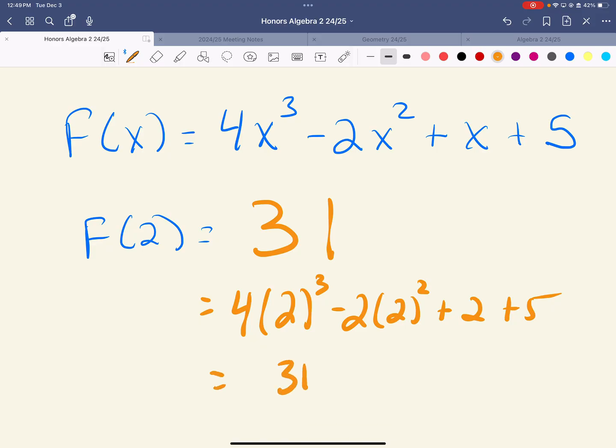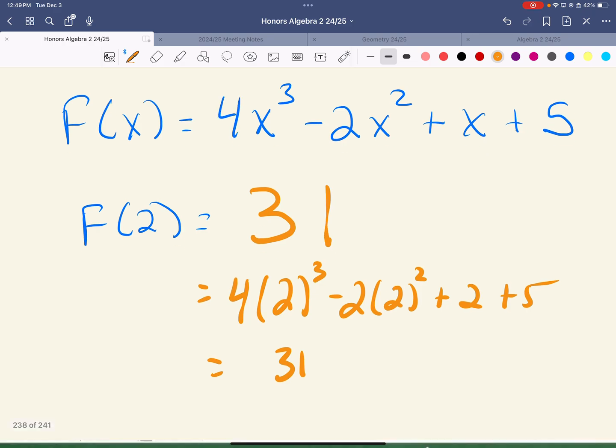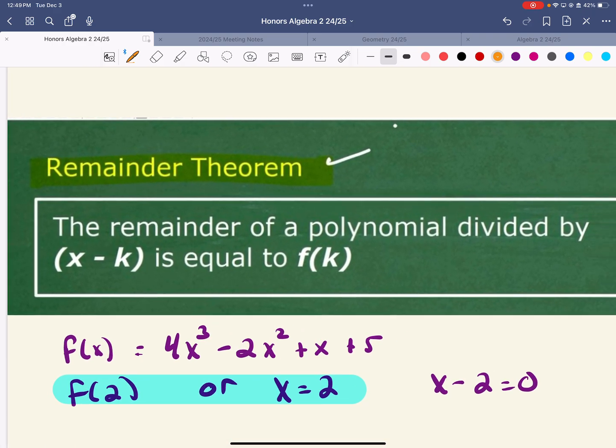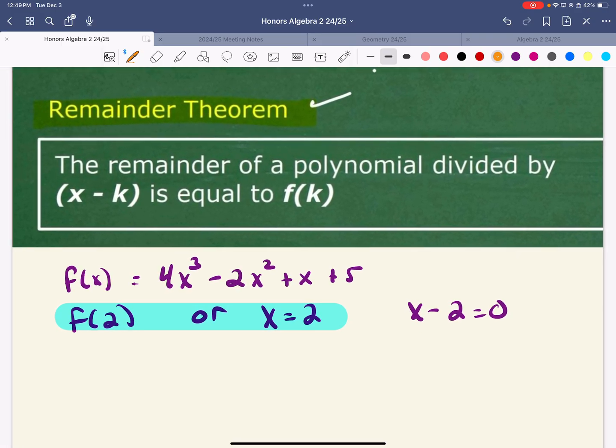And this is something that we worked on early when we were talking about functions and evaluating functions. It's a great way to evaluate functions, but we can evaluate functions in another way using what we call the remainder theorem. So the remainder theorem says this, that the remainder of a polynomial divided by x minus k is equal to the function evaluated at k, f of k.